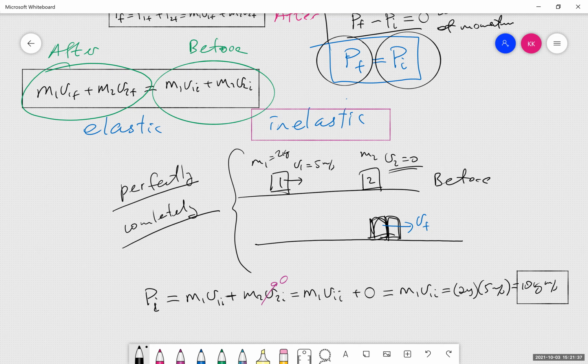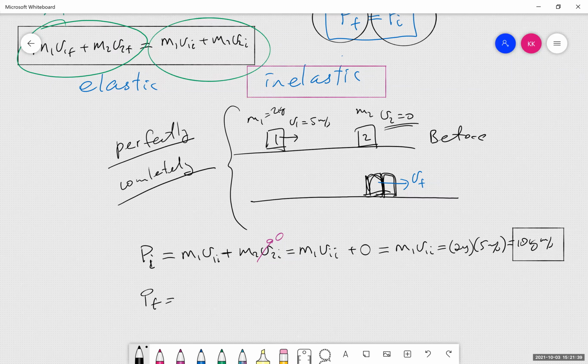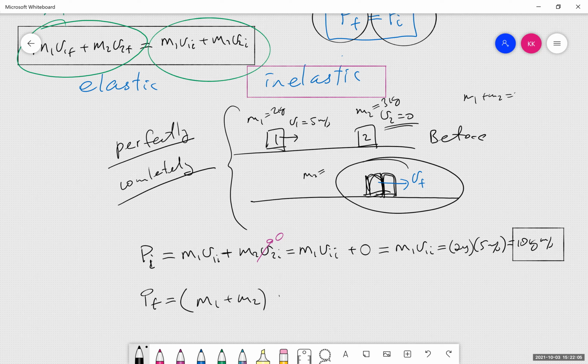Okay. Now, momentum of the system after is then those two colliding, sticking to one another and moving with some final velocity, because they become just one object, one blob. In that case, I can say that the total mass of the system is just m1 plus m2. So let's say if object 2 has a mass of 3 kilograms, then m1 plus m2 is 5 kilograms, which is the total mass.